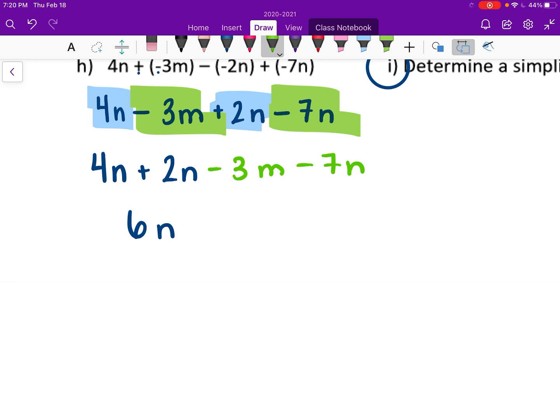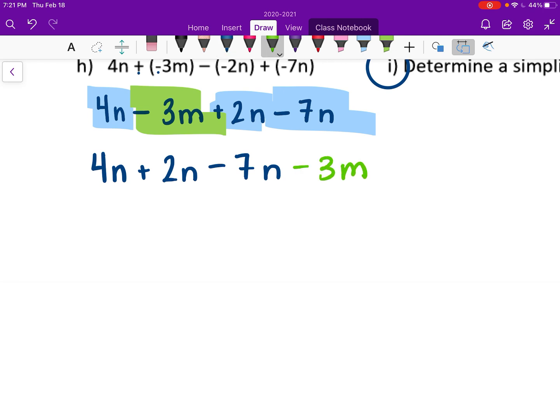3m minus 7, oh, that should be 3. Oh, look at that, I made a mistake. This is an n. Why did I highlight it in green? It should be blue. Right? So you have 4 plus 2 minus 7n. Minus 3m, and that's why you have to be careful.